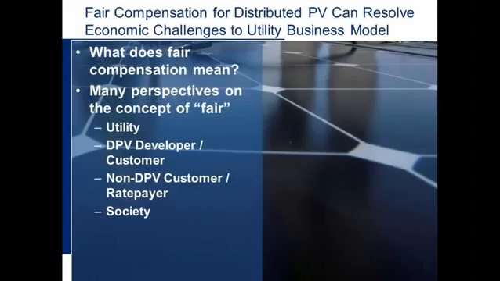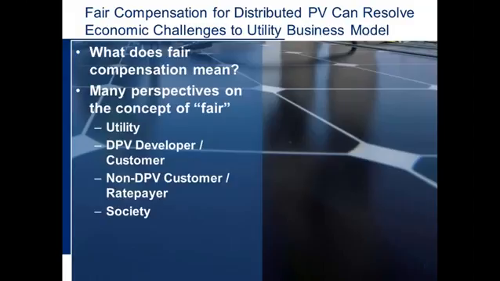First, on the utility side, fair compensation to the utility would likely mean that the DPV customer is paying her or his fair share for use of the grid, and that the utility is being compensated for any equipment that might be installed or maintained to enable that DPV customer to use the grid, both for consuming and exporting electricity.